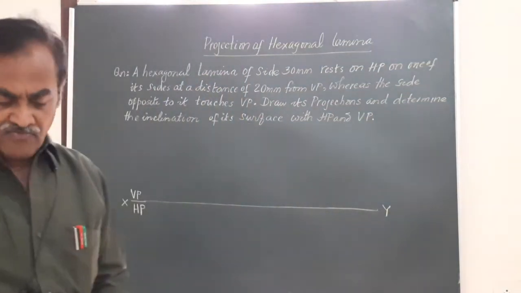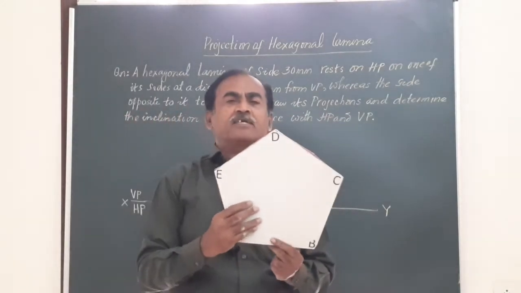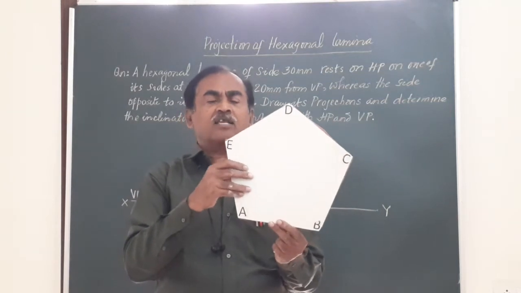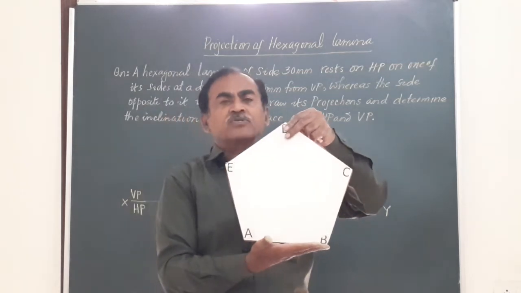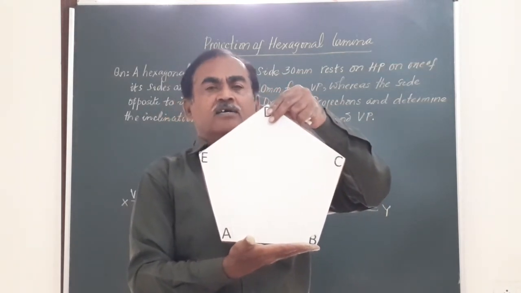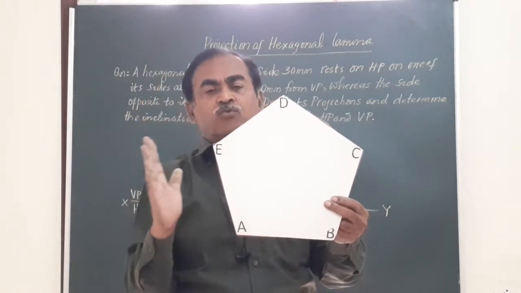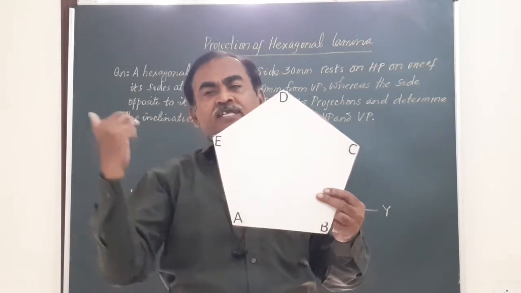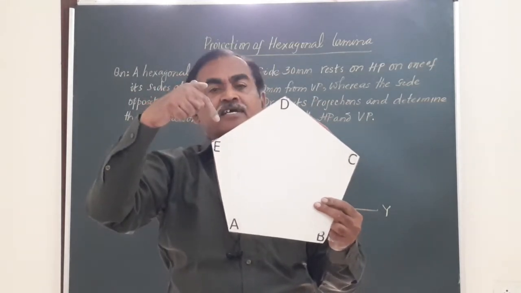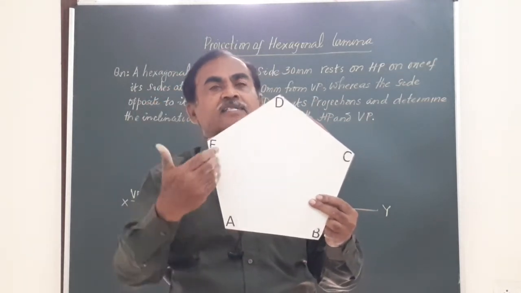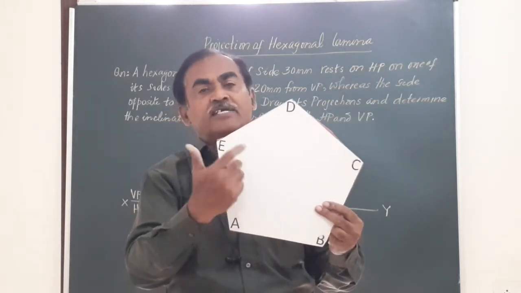Friends, if you take any lamina, pentagon, hexagon, whatever it may be, when it is held parallel to the wall on HP on one of the sides, you will be able to see the true shape of the lamina in the front view. And you see it as a line in the top view and as a line in both the left and right end views. So the left end view is obtained on the right profile plane as a line. The top view is obtained as a line on HP and the front view is obtained on the vertical plane in its true form and true size.